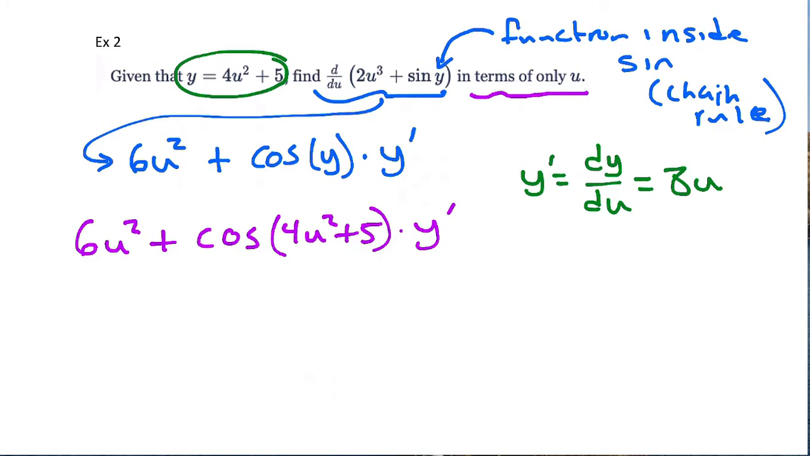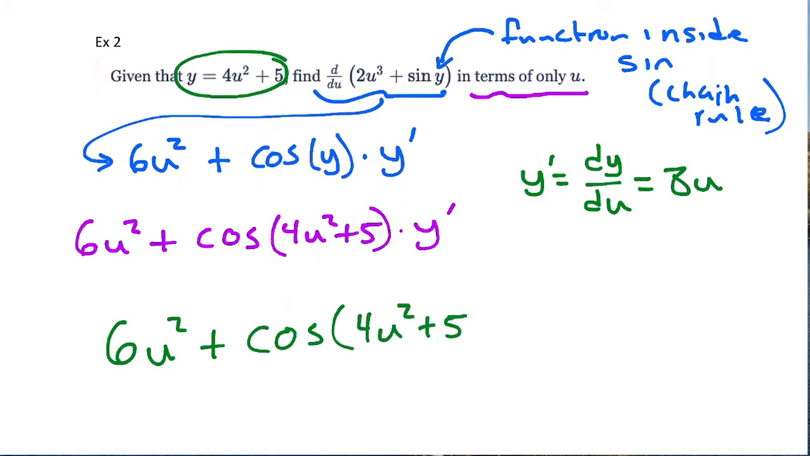That means our final answer on this would be 6u squared plus cosine of 4u squared plus 5 times 8u. So go back and replay that if you're a little confused on it, and take a look at what happens and what we did with this and how we ended up manipulating it. But that's our final answer. That is the derivative of that original thing in terms of u only.